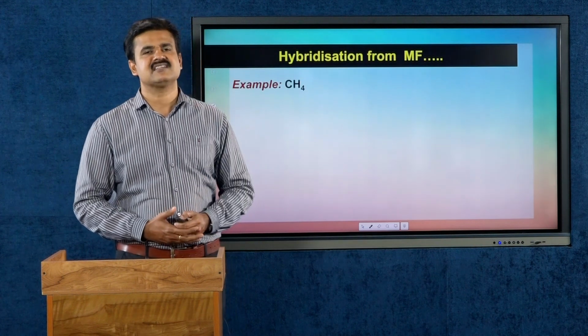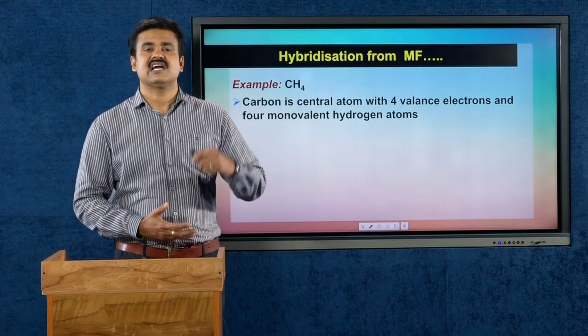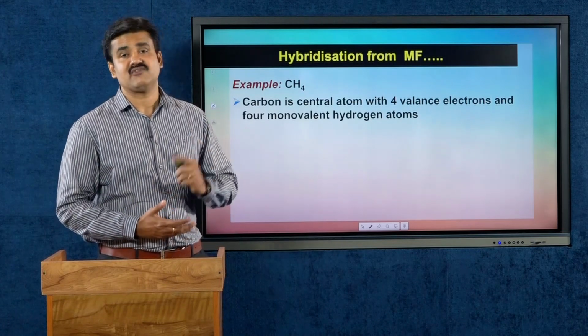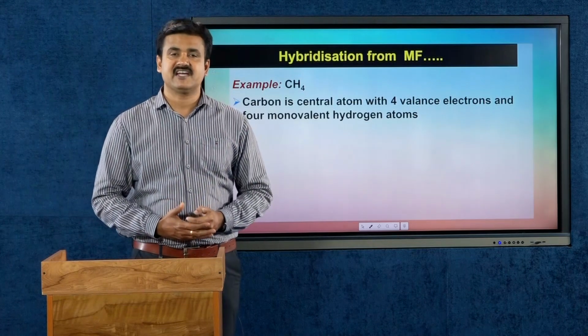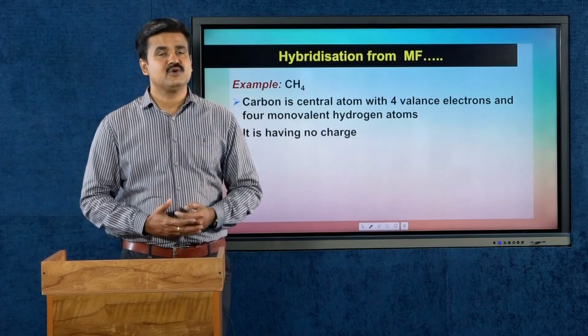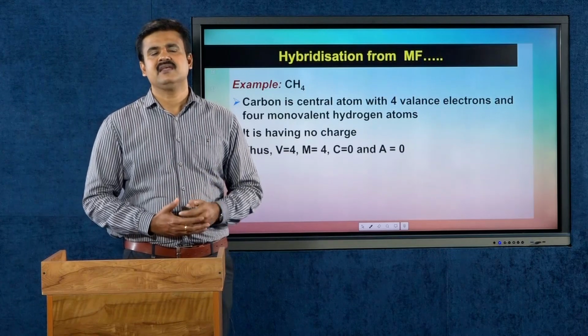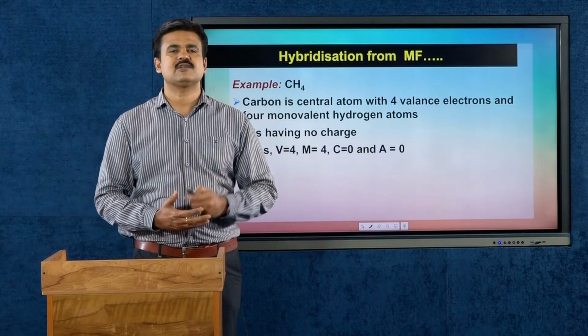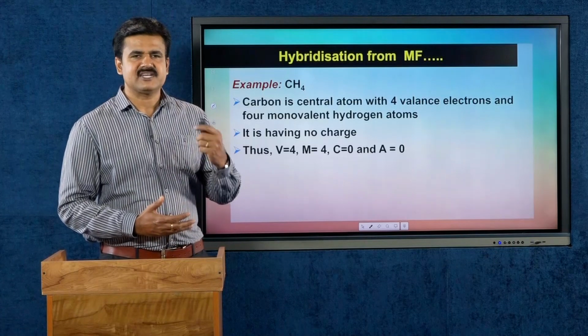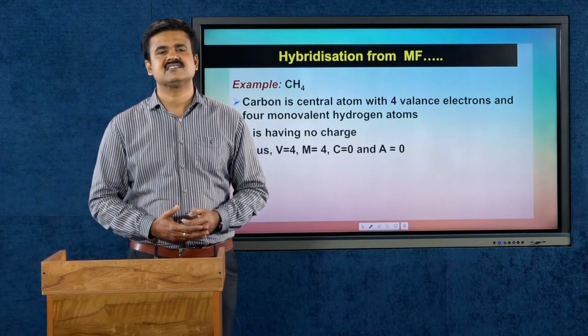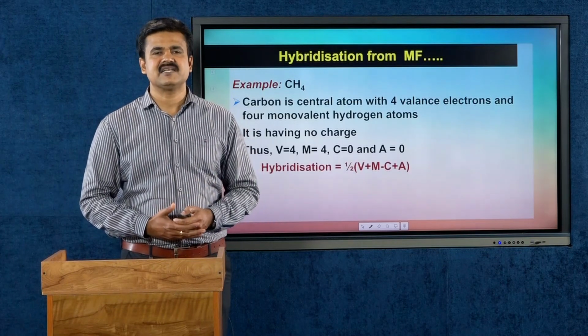First of all, I am taking the CH4 molecule as an example. Carbon is the central atom with 4 valence electrons and 4 monovalent hydrogen atoms. It has no charge, so it is not a cation, it is not an anion. So you can apply this concept. V is equal to 4, M is equal to 4, cationic charge is equal to 0, anionic charge is equal to 0. So we can arrive at the hybridization.